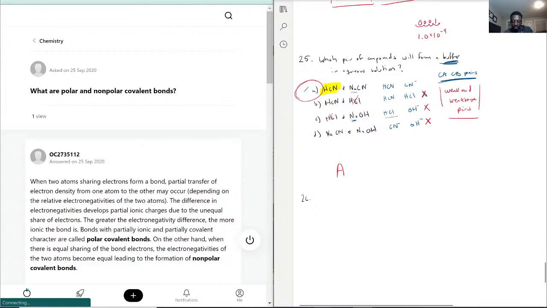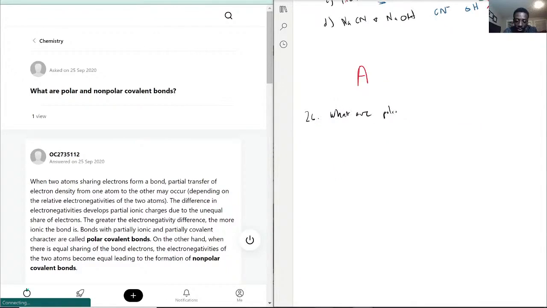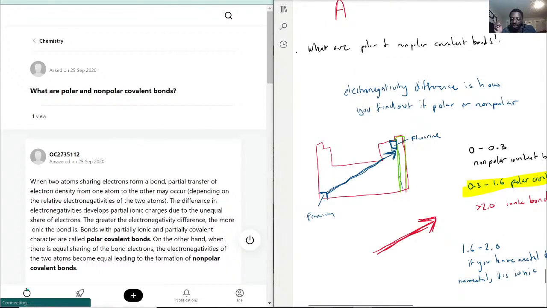What are polar and non-polar covalent bonds? Okay, so with that being said, let's paste down what we had. Okay, so electronegativity difference, as discussed earlier. Man, I'm glad I pasted this down.